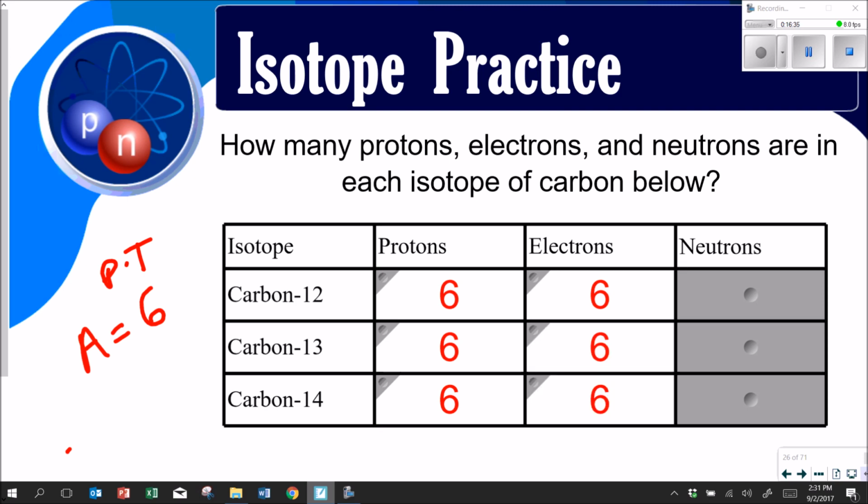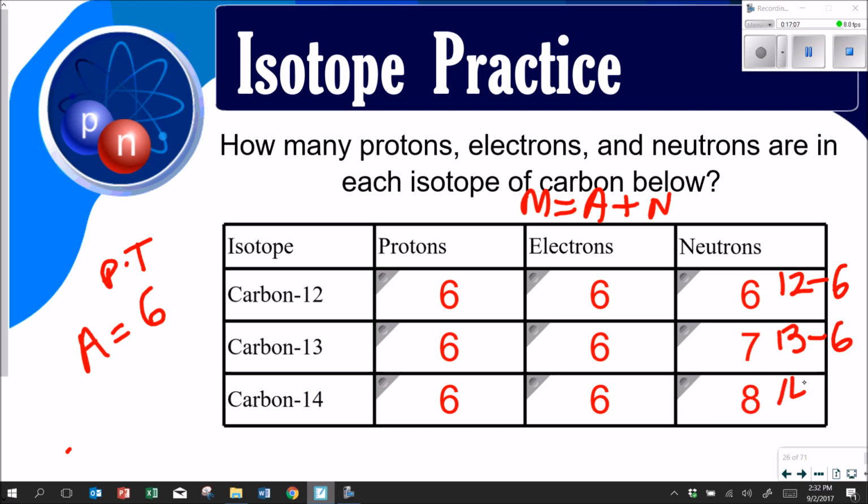Now, to calculate the number of neutrons, we can use our APEMAN acronym, and since mass number is atomic number plus the number of neutrons, to calculate our neutrons, we can just take the mass of the isotope and subtract the number of protons, which is the same as the atomic number, and we get the neutrons. So then carbon 13 will be 13 minus 6, and we get 7. And finally, carbon 14 will be 14 minus 6, and that will be 8.